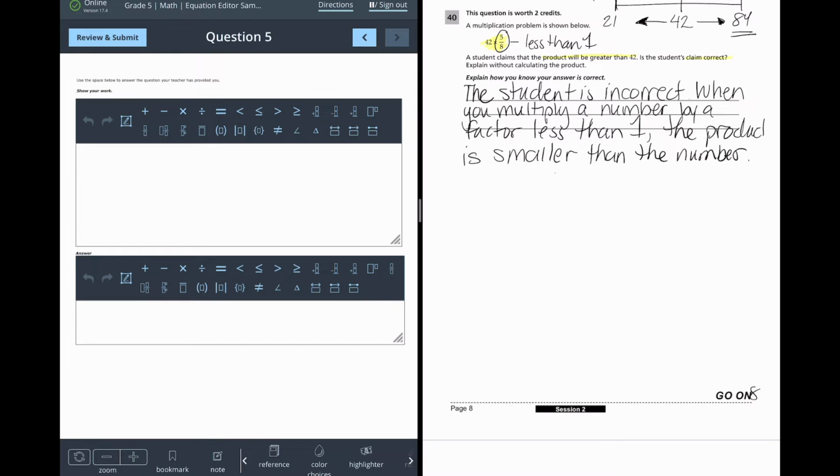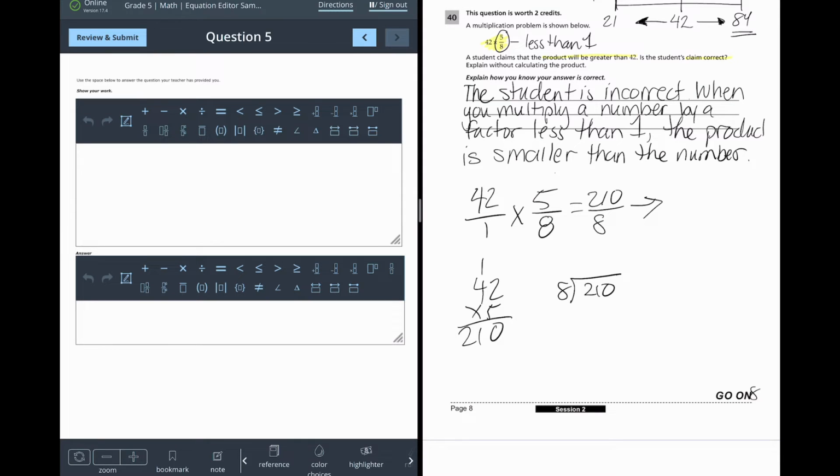And I could even try this out, right? 42 over 1 times 5 over 8. Well, we can figure this out. 42 times 5 is 210 over 8. 210 over 8, let's simplify that. It is going to be a number with a decimal. I'm going to tell you that right now.